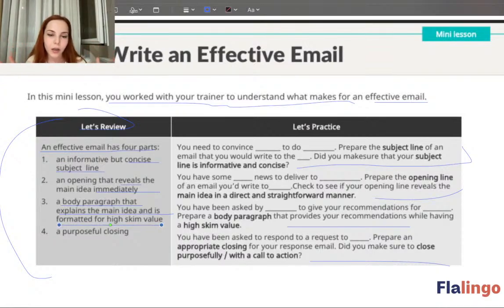Format, like in Turkish we also use that, formatted for high skim value. This means you need to create readability for the person that you sent this email to. And the fourth part is a purposeful closing. Okay, so this is the summarized part.